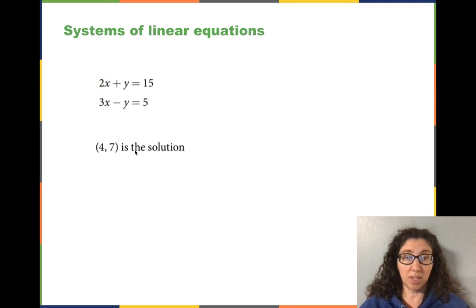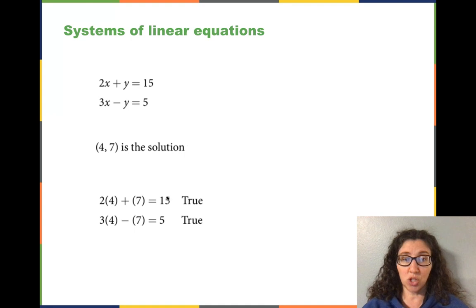But what does it mean for something to be a solution to this equation? It means that if we put those values 4, 7 for x, y into these equations, we get statements that are true, right?